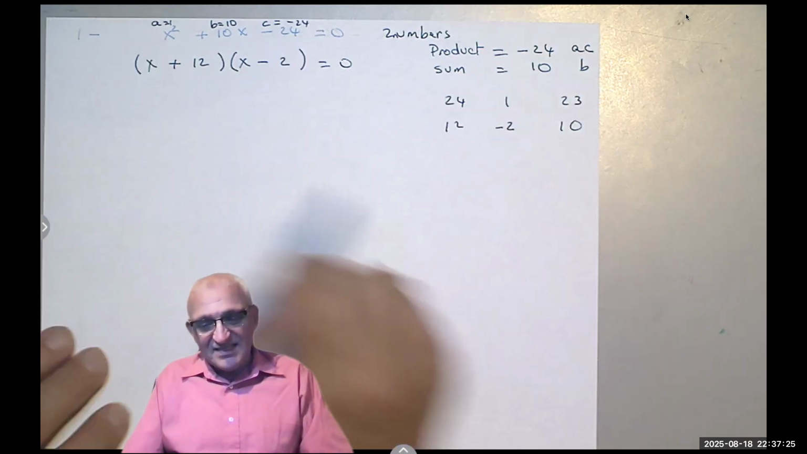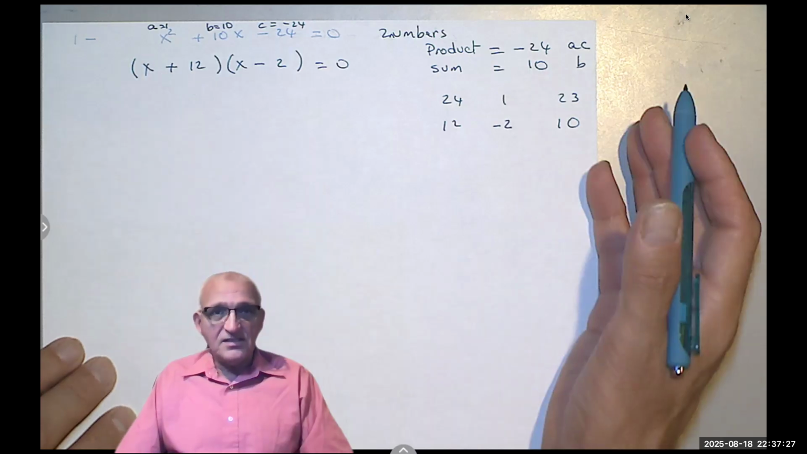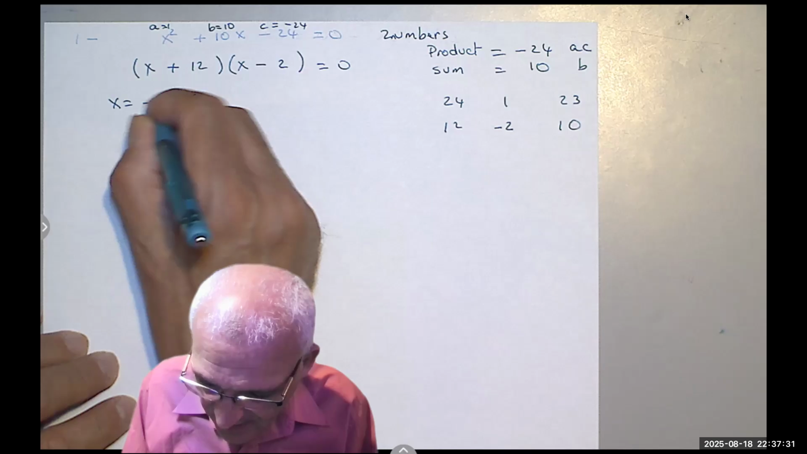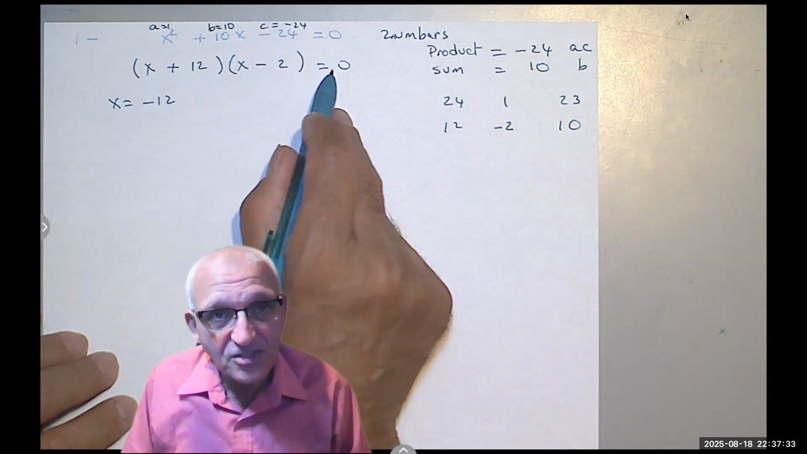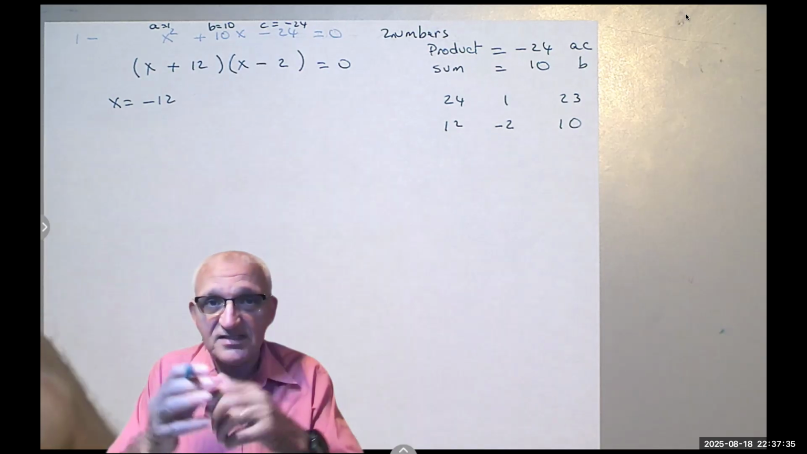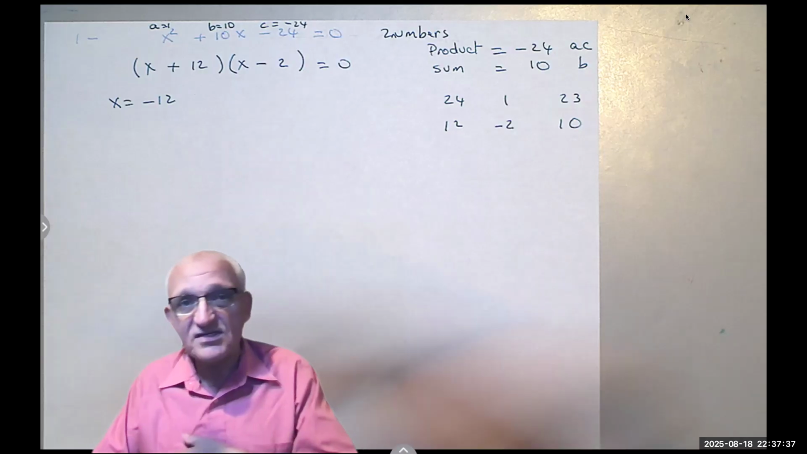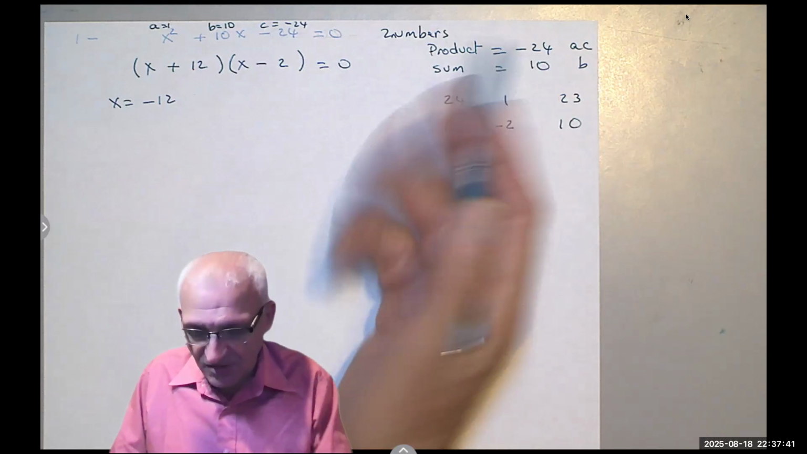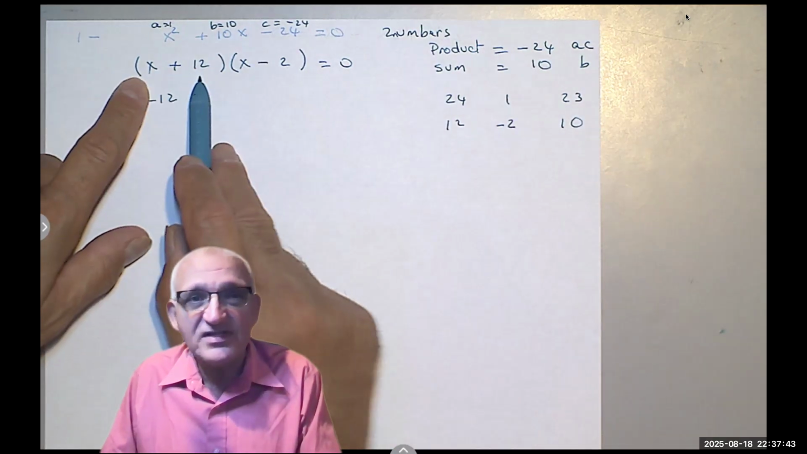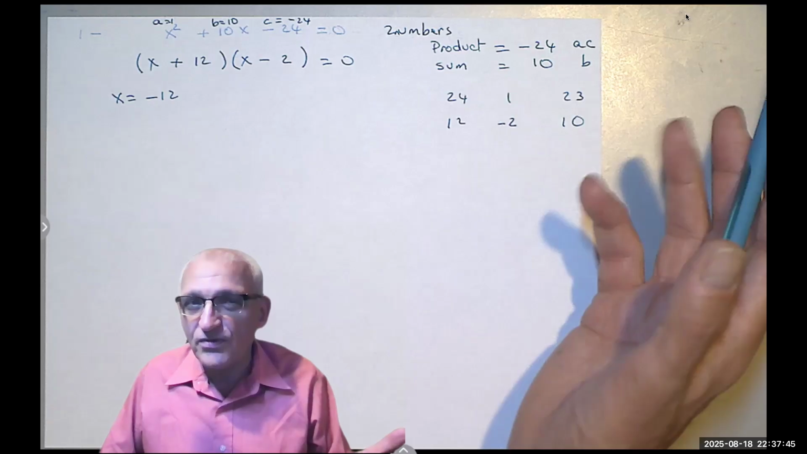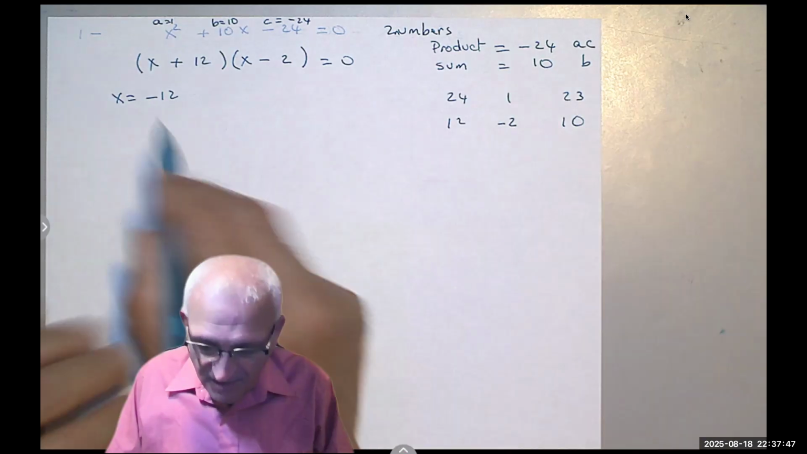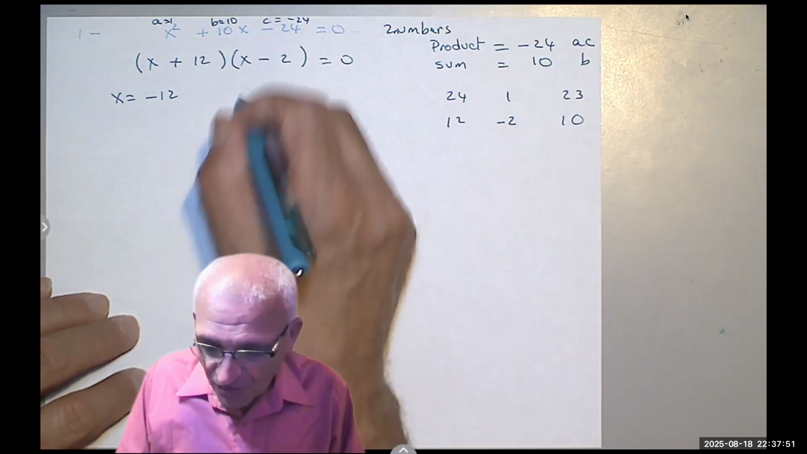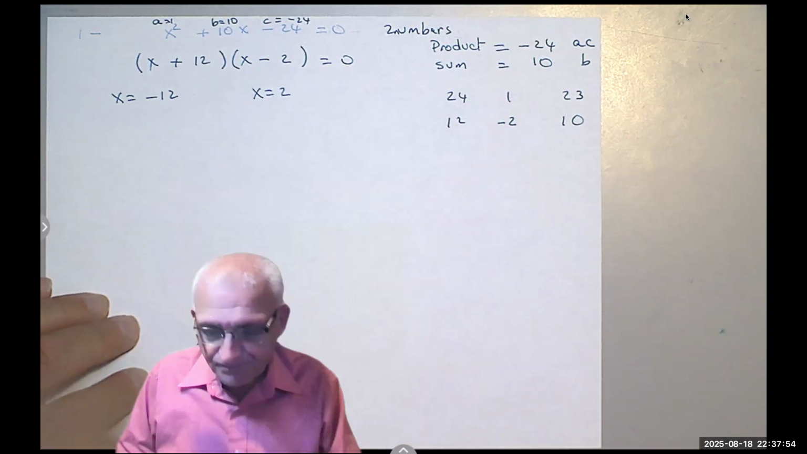So really, when a is 1, it becomes easy. And here you say either x equals negative 12, if x plus 12 is 0. When you multiply two things and get 0, either the first is 0 or the second is 0 or both. But they cannot both be 0, since to one I add 12 and from the other I subtract 2. Either this is 0, in which case x is negative 12, or this is 0, for which x equals 2.